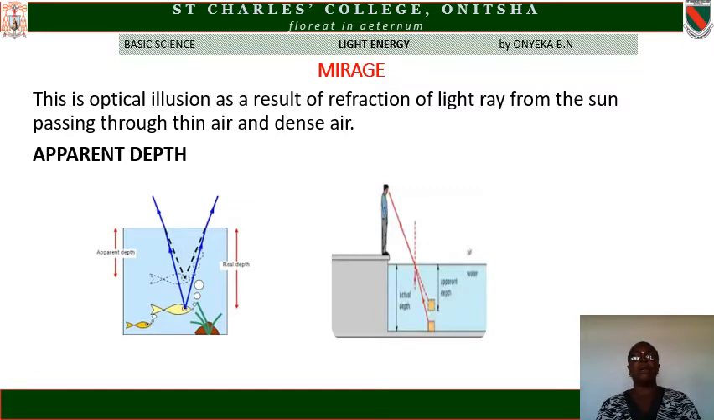Mirage is an optical illusion as a result of refraction of light rays from the sun passing through thin air and dense air. An example of this mirage can be seen when we are traveling on a well-tarred road in a motor car. When you look through the glass of the car, you see in front of the road something that looks like a pool of water. But as your vehicle drives near, you find out that the pool of water disappears. You will not see it again.